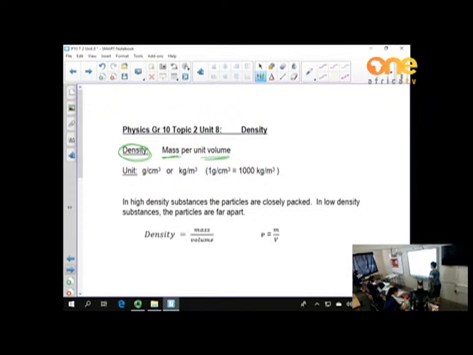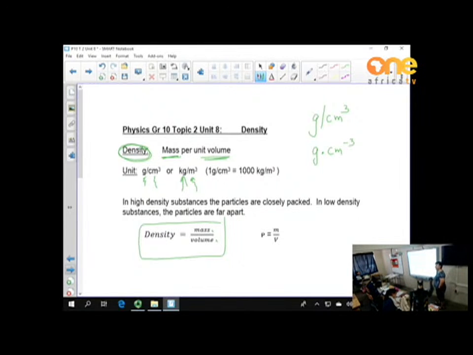The unit in which we measure density, if we look at the formula, it is mass divided by volume. The unit for mass is a gram and volume is a cubic centimeter. Or we can work with kilogram per cubic meter. Now, we can write this unit as gram per centimeter cubed, or in the other notation. It means the same thing.